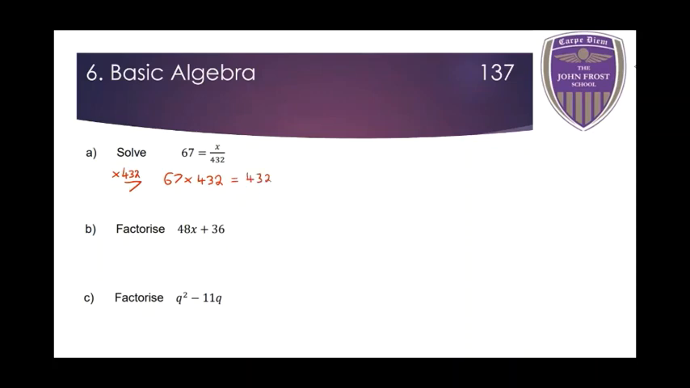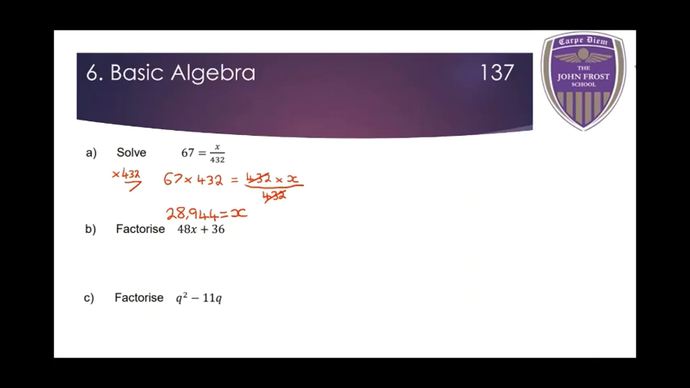432 times x over 432. These will cancel out, so then we're just left with solving the question. So 67 times 432 is 28,944, which is x. Ta-da! All done. Okay, so that's the first one.